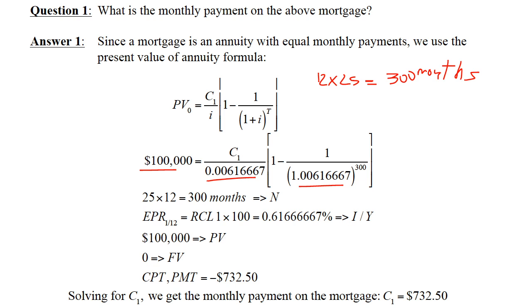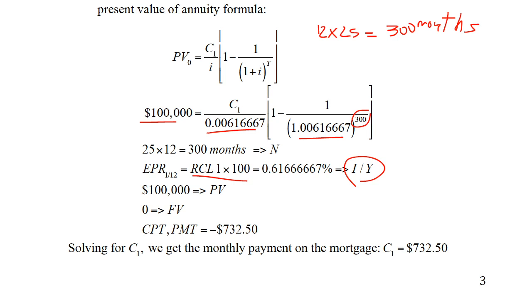Okay, so that's 300. I multiplied my amount by 100. I put it into the interest. I put 100,000 into PV, 0 into FV, and then I asked to compute the payment. So I have to agree to pay $732.50.